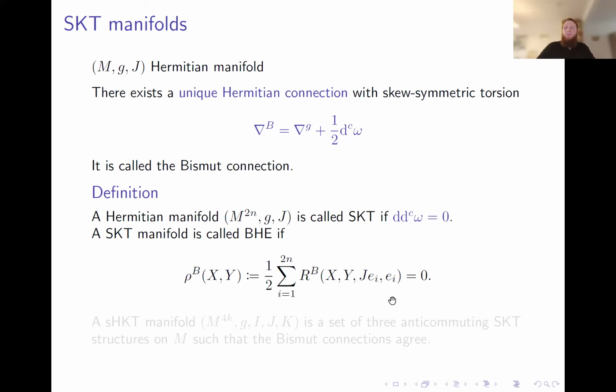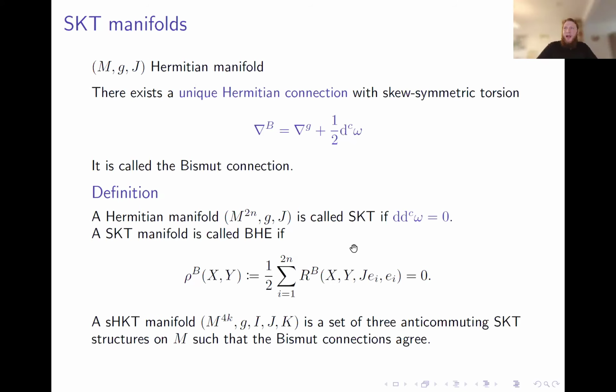It's additionally called Bismut-Hermitian-Einstein if this Ricci form, the Bismut-Ricci form, vanishes. So it mimics the Ricci form in classical Kähler geometry. And it turns out that if this vanishes, then in fact it's not only strong Kähler with torsion, but a strong Calabi-Yau with torsion geometry.